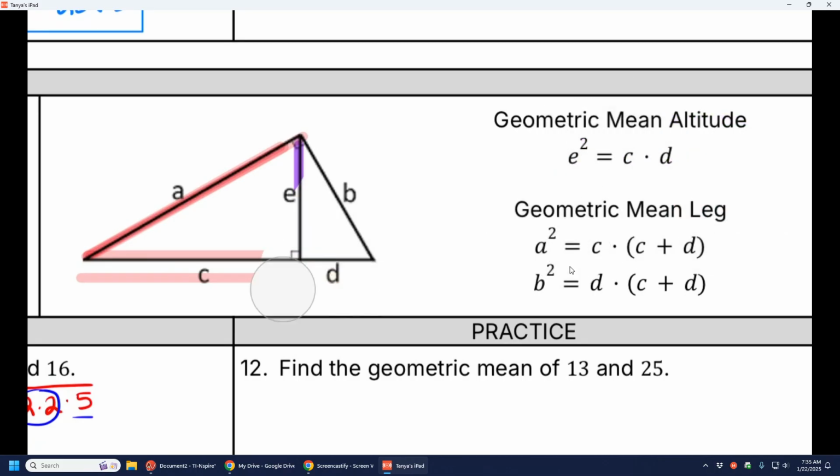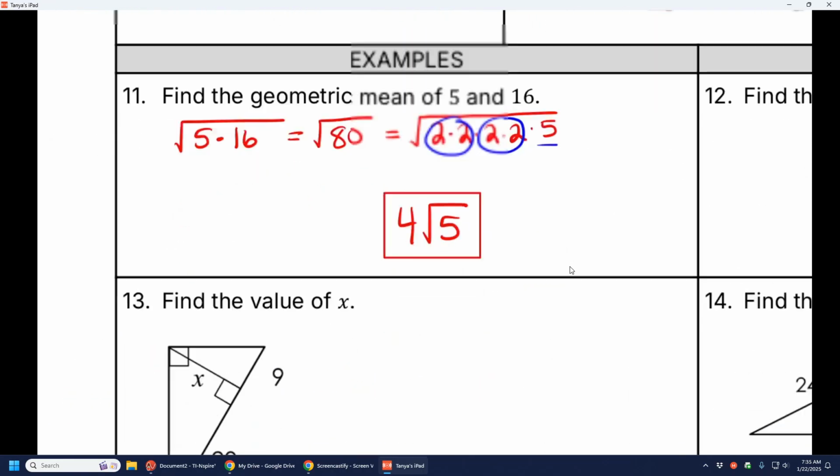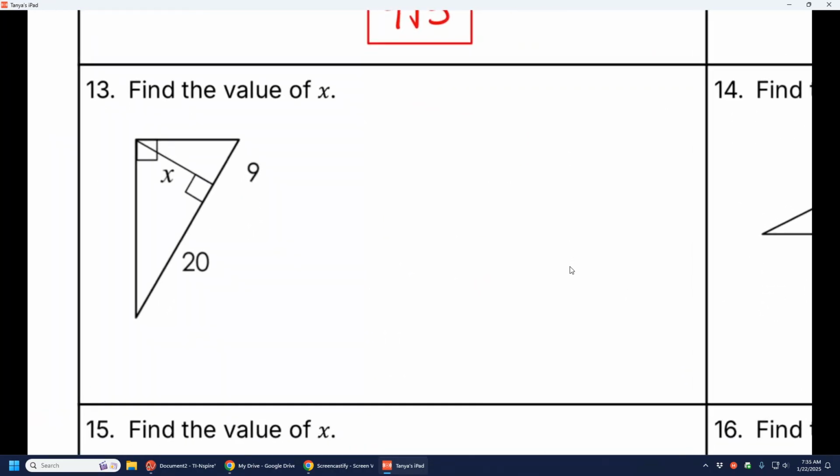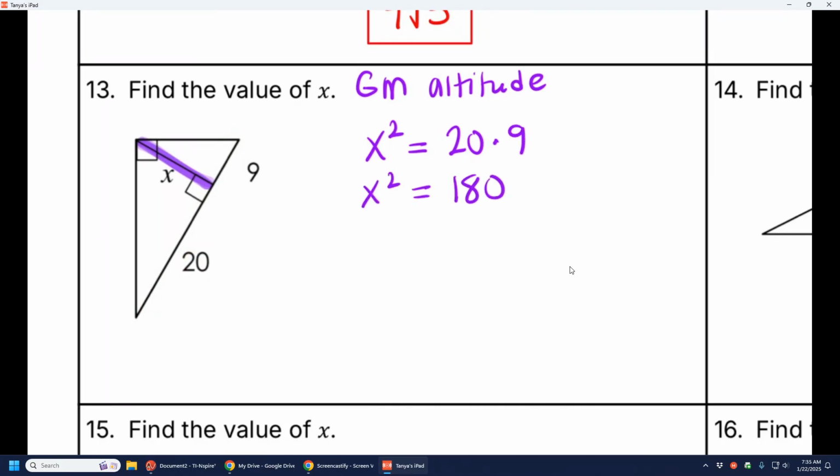Okay, so now let's look at our problem, number 13. As soon as I see that the inside has a label, so it's labeled as X, this is geometric mean altitude. I'm going to write it right here, GM altitude. So that one says you get the altitude squared, so x squared equals the two pieces of the hypotenuse being multiplied, so 20 times 9. So x squared equals, that is 180.